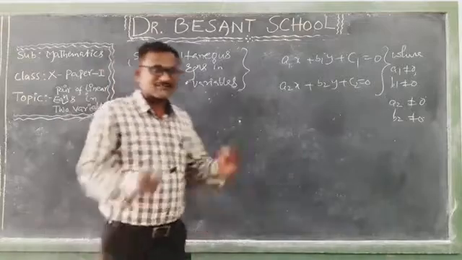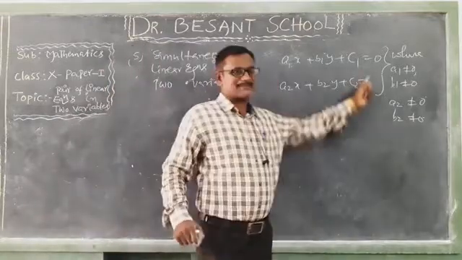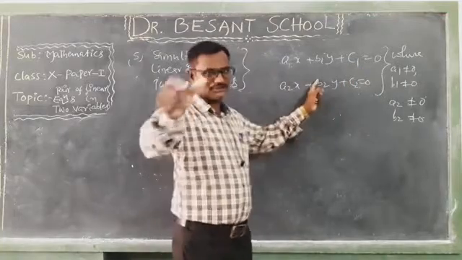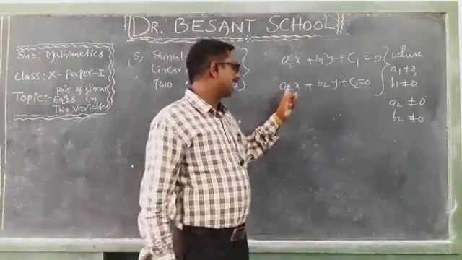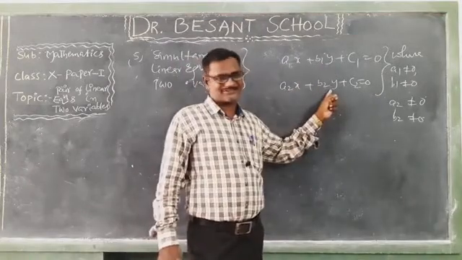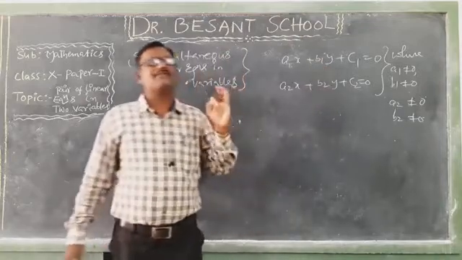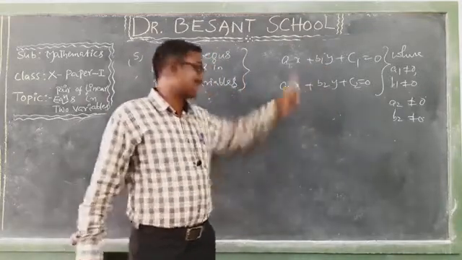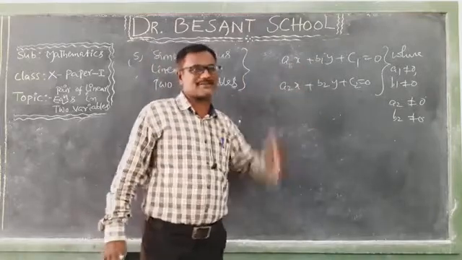So what is the general form of a system of simultaneous linear equations in two variables? a1x + b1y + c1 = 0 and a2x + b2y + c2 = 0, where a1 is not equal to 0, b1 is not equal to 0 and a2 is not equal to 0, b2 is not equal to 0. So this is a pair. This pair is called a pair of linear equations in two variables, simultaneous linear equations in two variables, or a system of simultaneous linear equations in two variables.